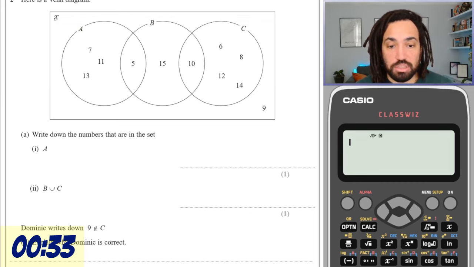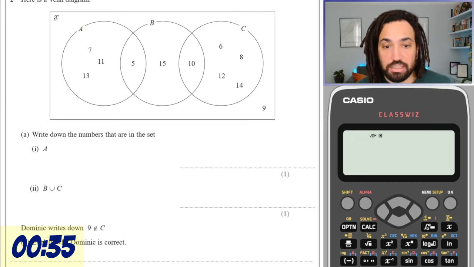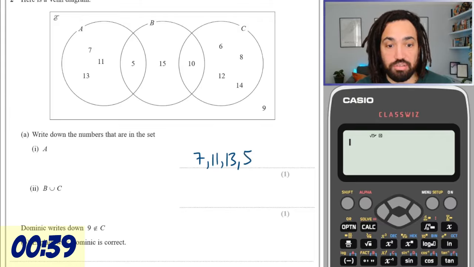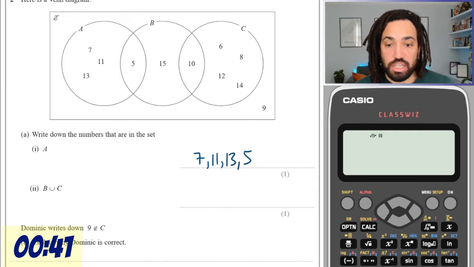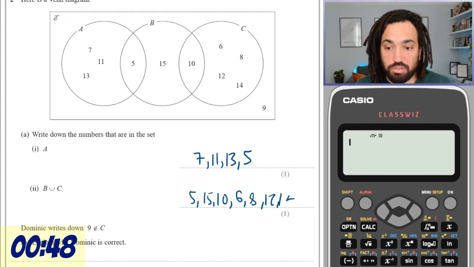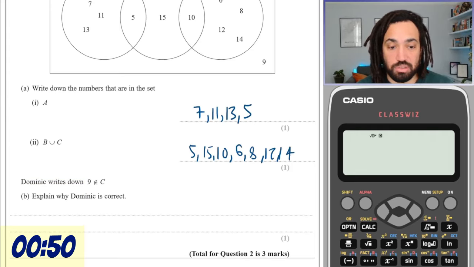Write down the numbers that are in set A. Fine, that's 7, 11, 13, and 5. The union of B and C, so that's 5, 15, 10, 6, 8, 12, and 24. Doesn't say in any particular order, so that's fine.